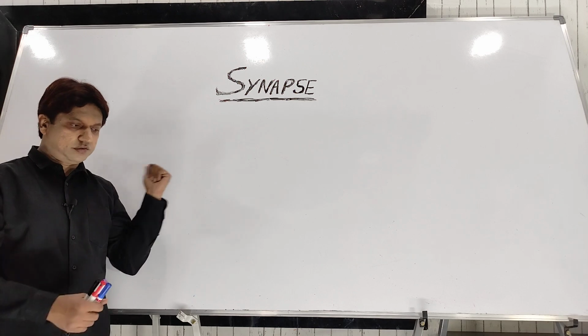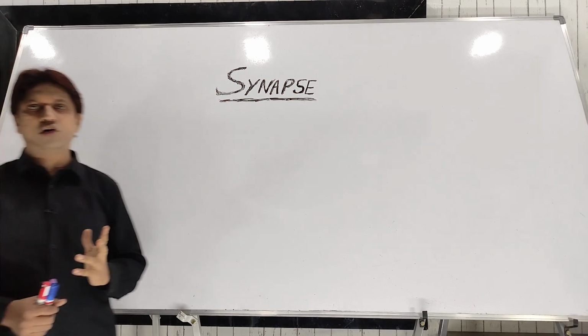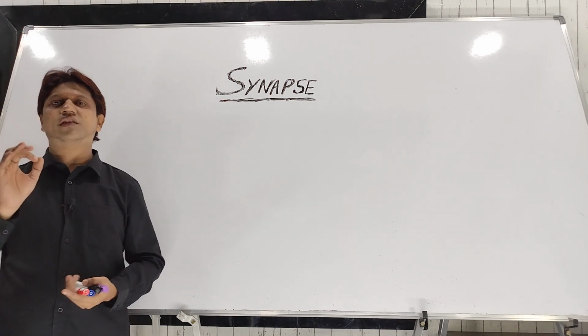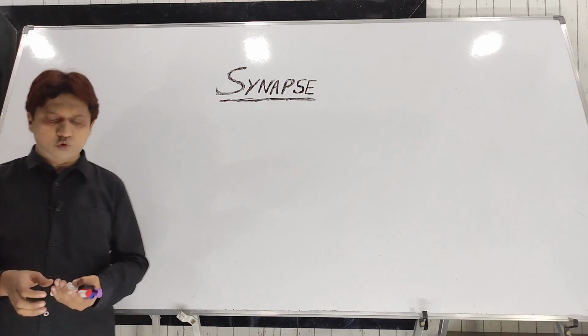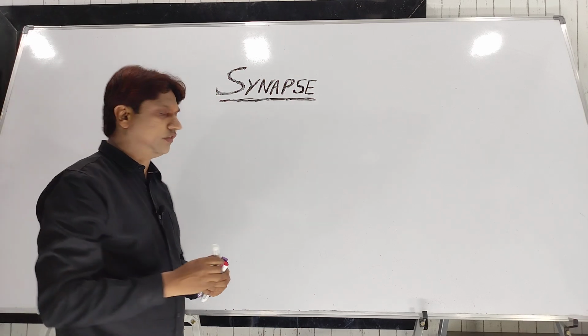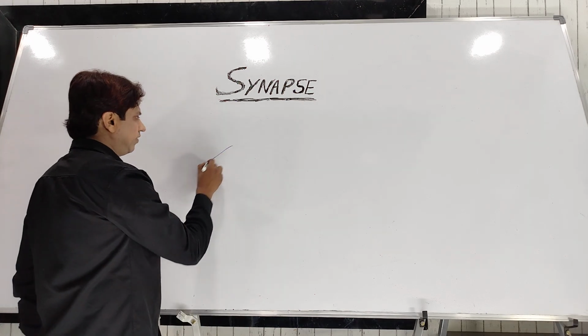Coming back to the synapse, what is a synapse actually? What do you mean by synapse? In a simple one line definition, it is a functional junction between two neurons. More specifically, it's a functional junction, or you can just say it's a junction.